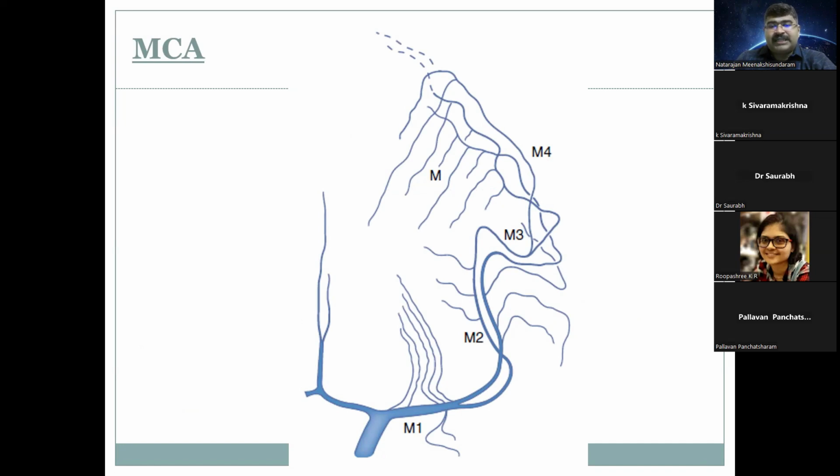So the 4 various segments of the middle cerebral artery. These are the 4 main segments: the M1, M2, M3, and M4. Alternately, you will have a horizontal segment, vertical segment, horizontal segment, and a vertical segment. So alternately, you will have horizontal, vertical, horizontal, vertical, just like the various parts of the ICA.